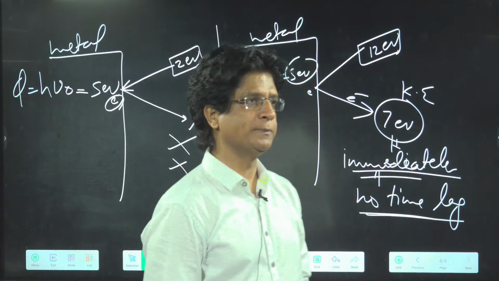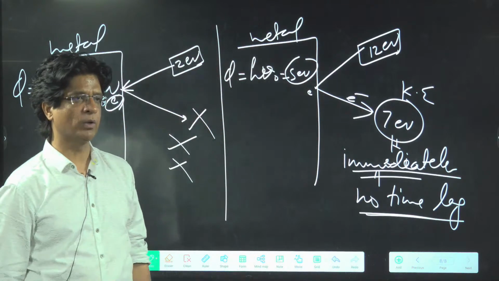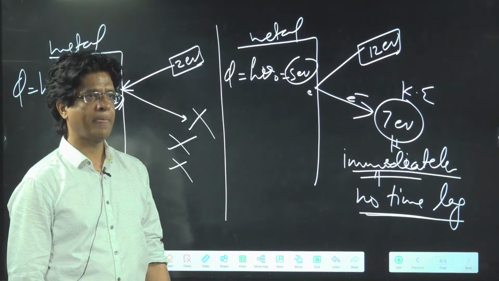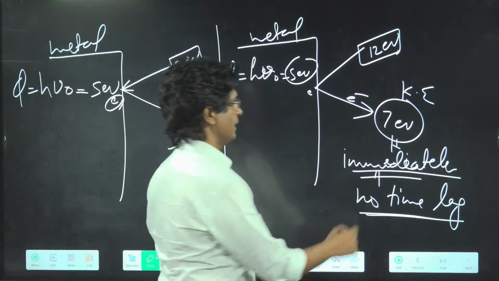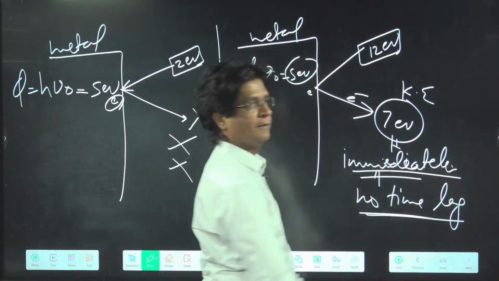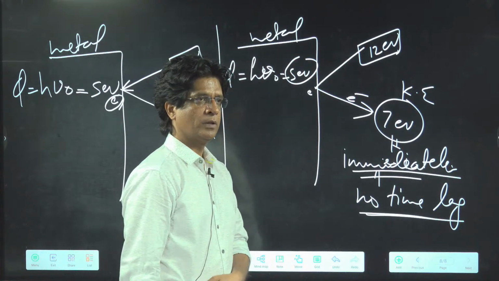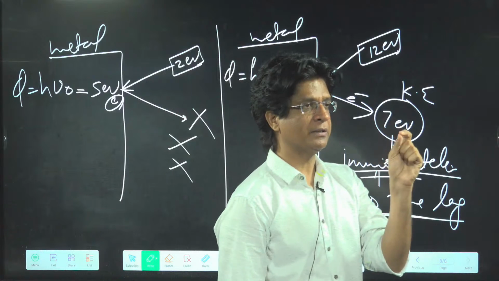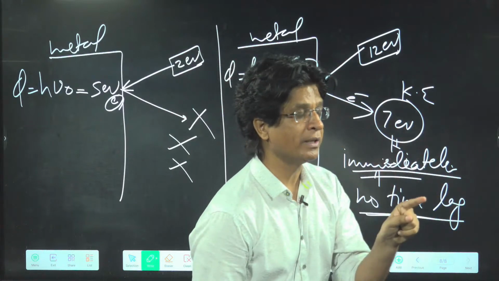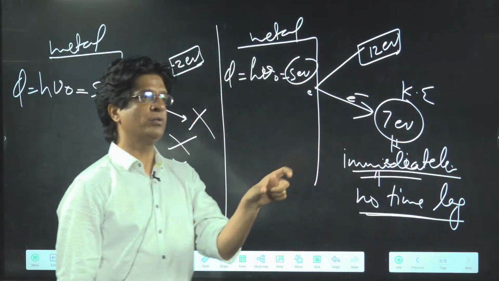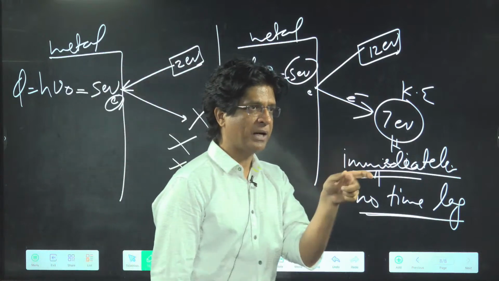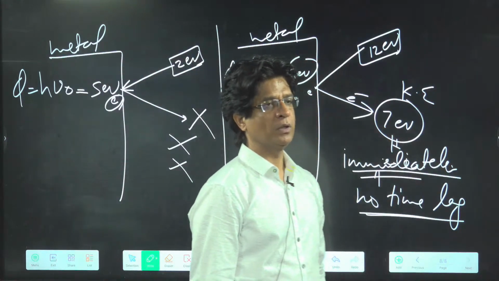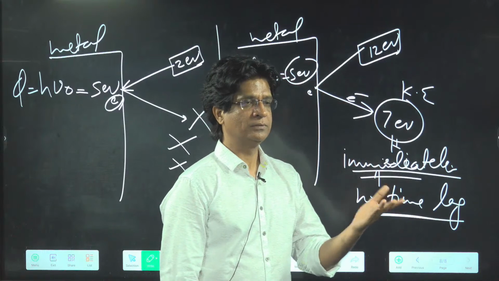Very good. Extremely good. Yes or no? It will come immediately. Getting that or not? Immediately. No time lag. So Einstein was able to explain the absence of time lag by assuming that light is discontinuous. It is moving in the form of particles or, say, packets, the way Planck told. Yes, correct.